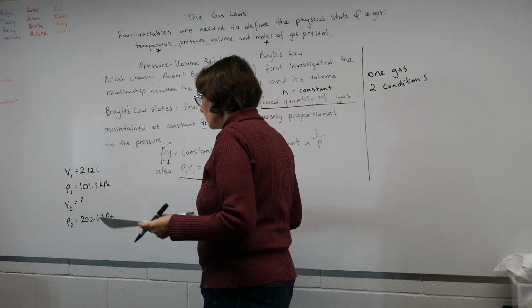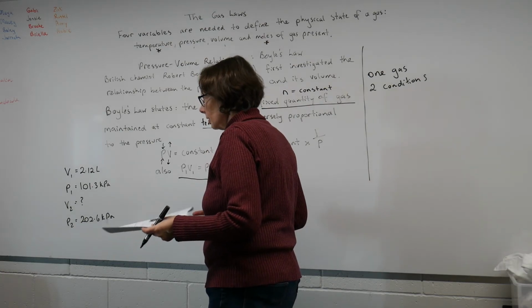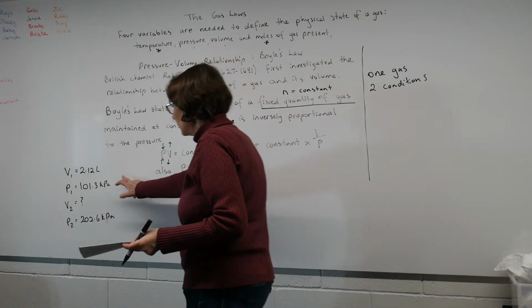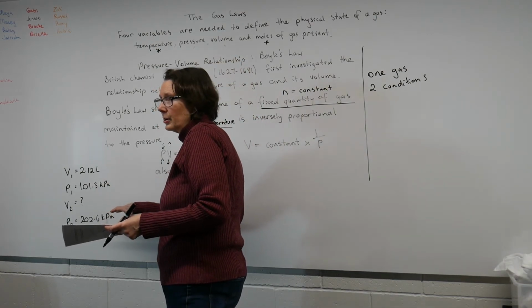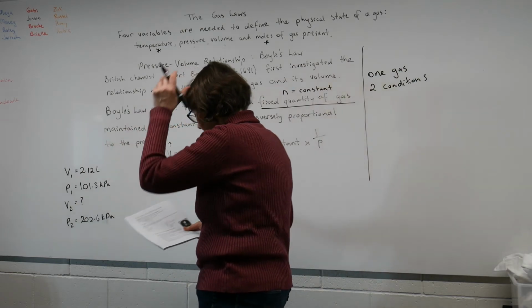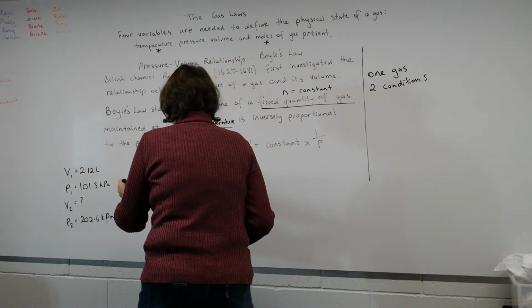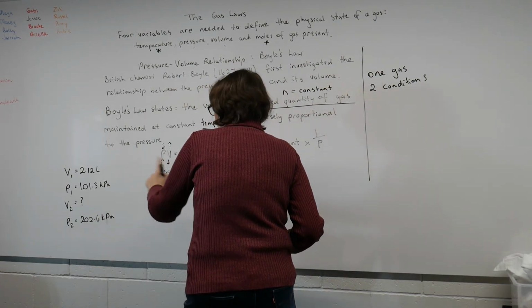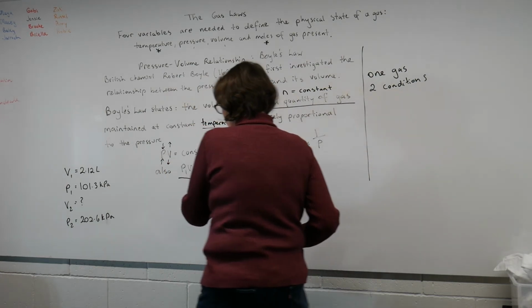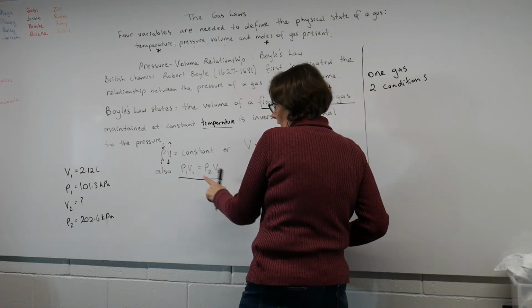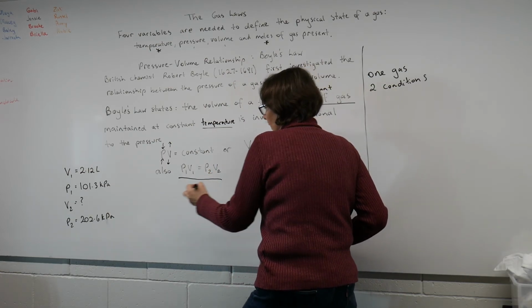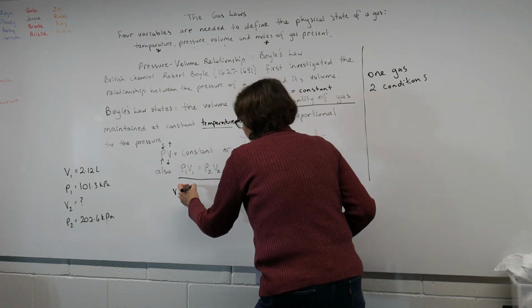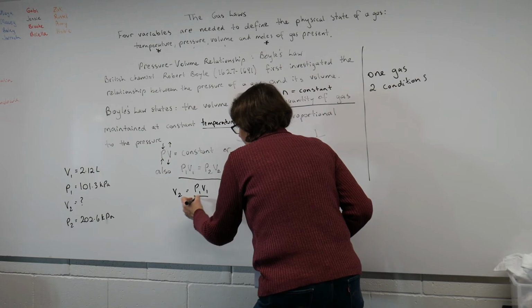Well, we've increased the pressure, haven't we? So we can tell that we're going to have to decrease the volume. And because we've doubled the pressure, we're going to have to halve the volume. I can do that in my head. But let's go through and put these in. Using P1 V1 equals P2 V2, we're going to want to find V2. So I can just rearrange quickly and say that V2 is equal to P1 V1 divided by P2.